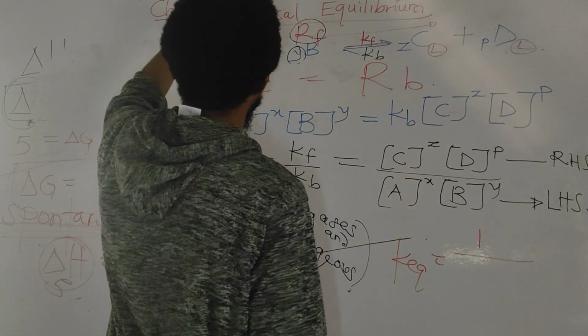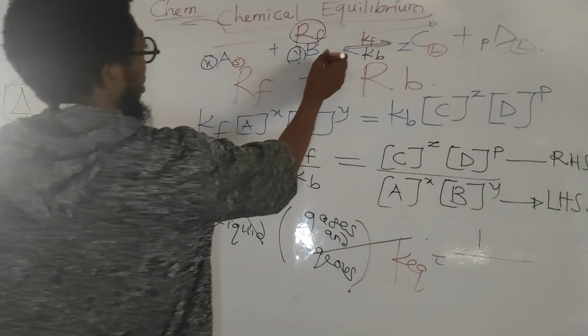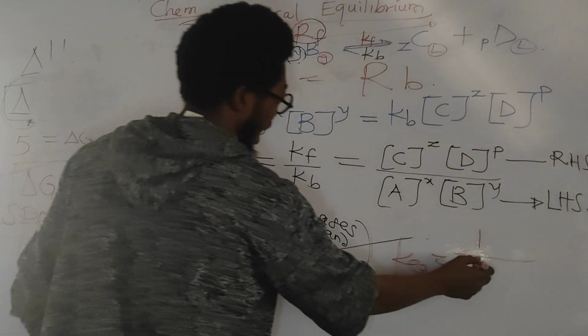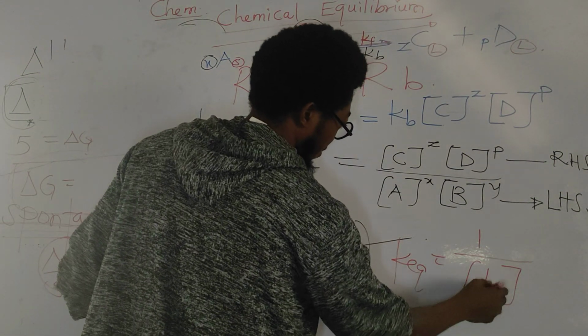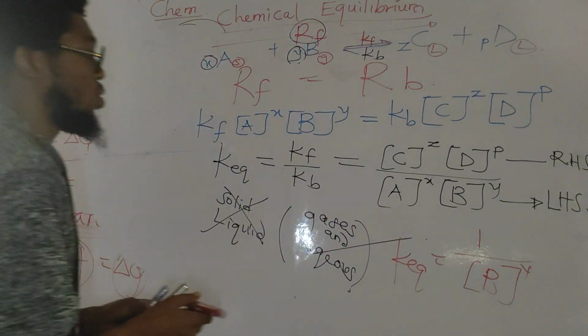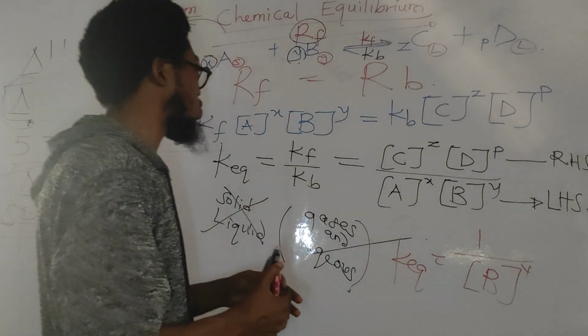What about the other one? Okay, let's say this one is in gaseous state. So it's only B that will enter this equilibrium expression, since every other one is not included. So this is just the equilibrium expression for this simple case. We should pay attention to that.